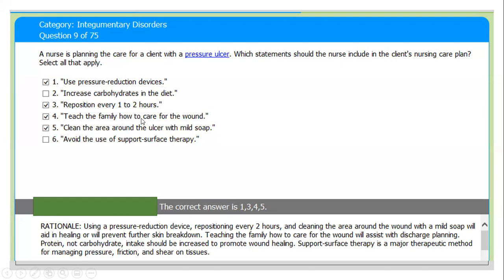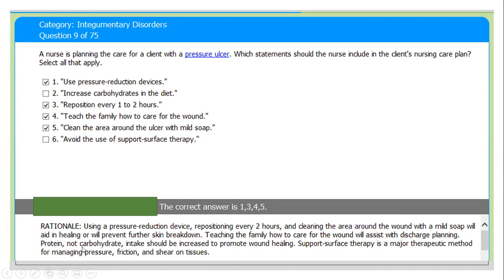Teach the family how to care for the wound. And 5, clean the area around the ulcer with a mild soap. Rationale: using a pressure reducing device, repositioning every 2 hours, and cleaning the area around the wound with a mild soap will aid in healing and will prevent further skin breakdown. Teaching the family how to care for the wound will assist with discharge planning.